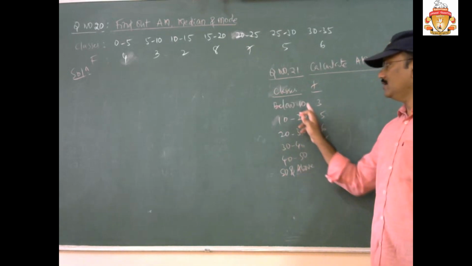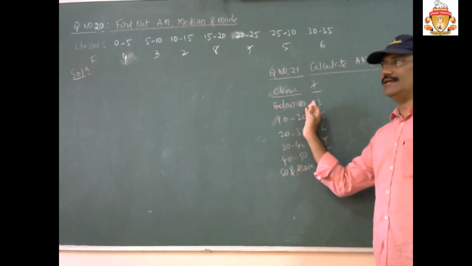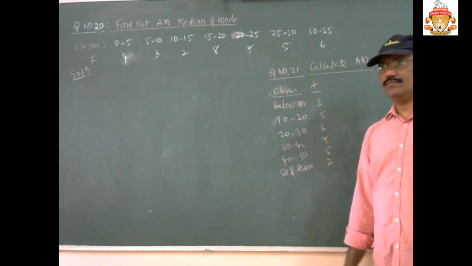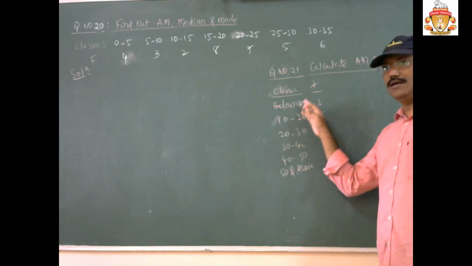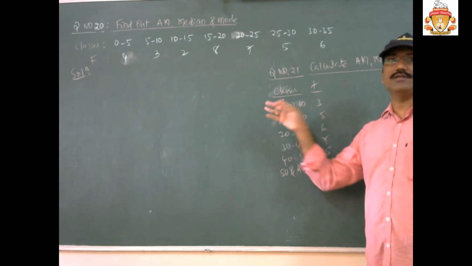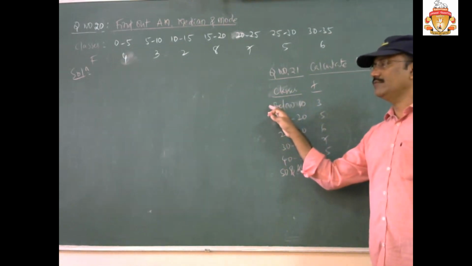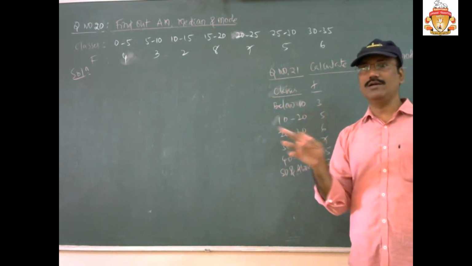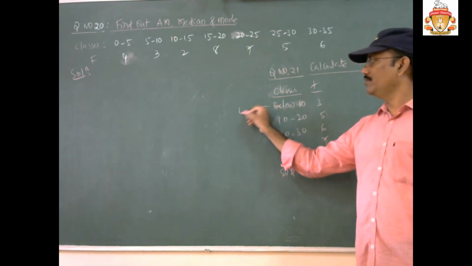Below 10 means one number less than 10. Which number? If 10 is the upper limit, below 10 means one number lower than that, and that is the lower limit. So below 10 means you don't have any lower limit in the first class. You don't know the lower limit here.